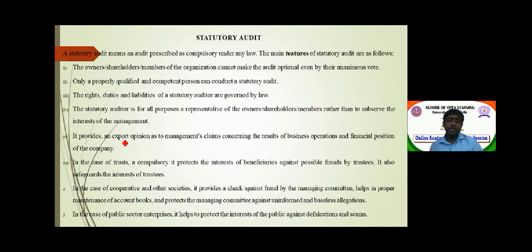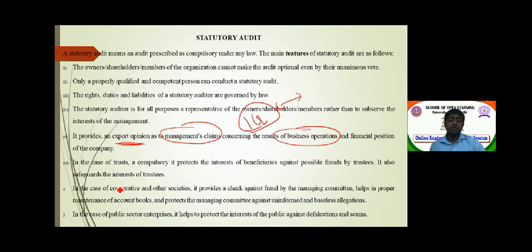Then a statutory audit provides an expert opinion on the management's claims with regard to business operations, profit, and financial position. Let's say, for example, management is saying that we have earned a profit of 1 crore. Whether this profit of 1 crore has actually been earned by the institution or not, for the purpose of checking this fact, we conduct this statutory audit with the help of a statutory auditor.